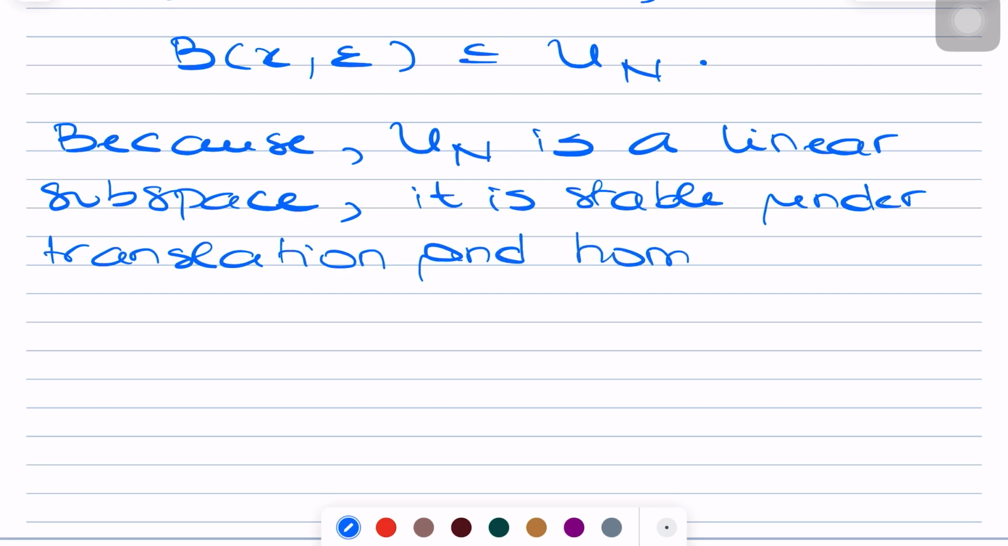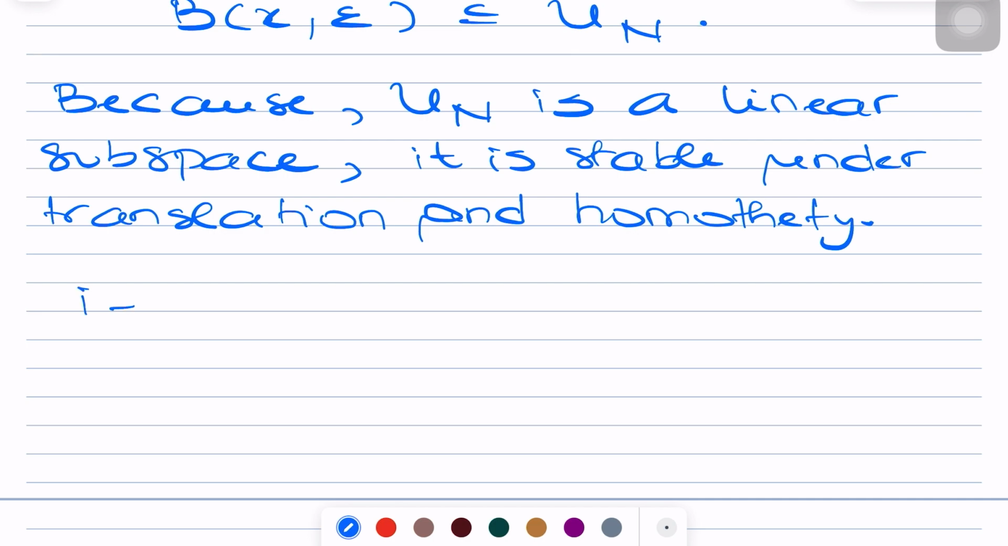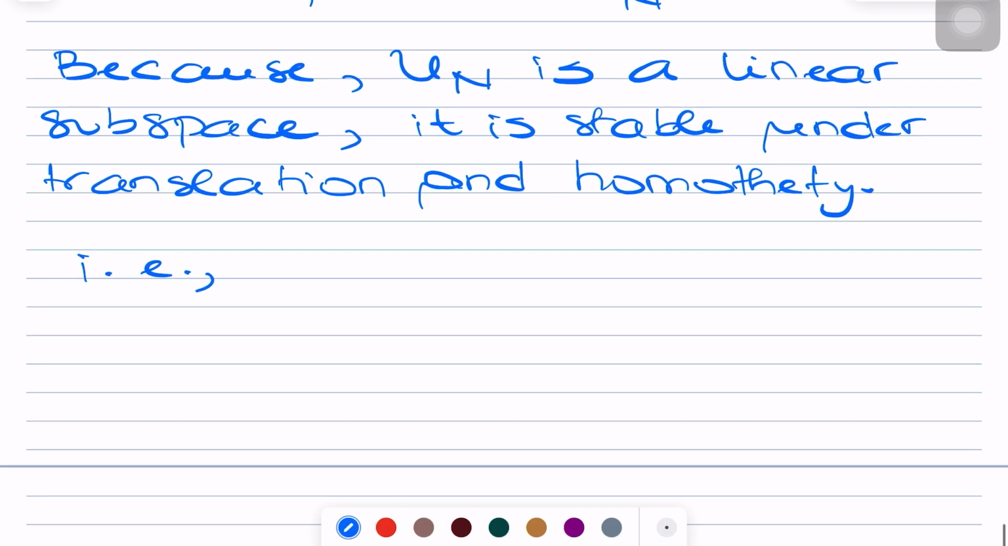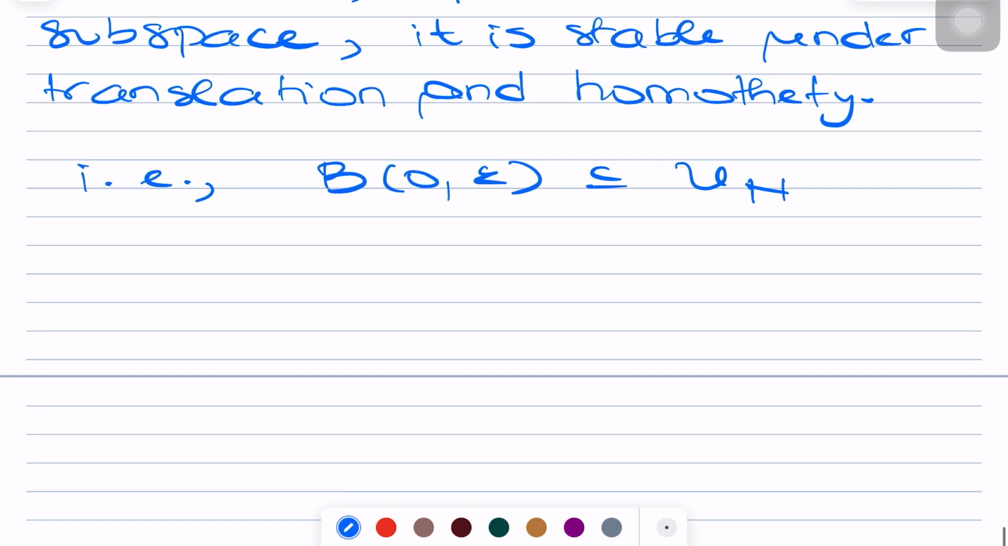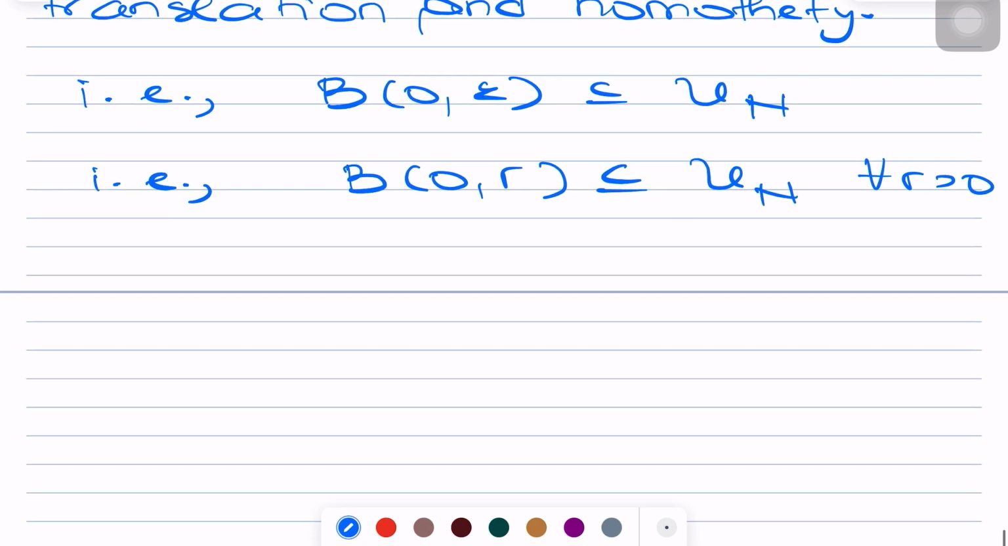And commutative. So this means that the ball centered at 0 and radius epsilon is, just to go step by step, the ball centered at 0 and radius epsilon is contained in U_N, right? This also means that the ball centered at 0 of an arbitrary radius r is contained in U_N, right? This is for every r positive. Each of those steps are not actually difficult to prove, right?